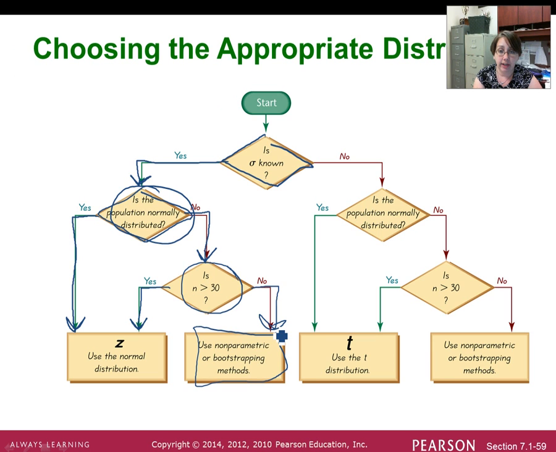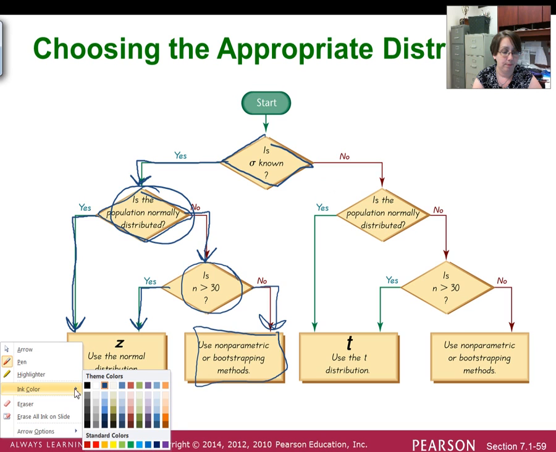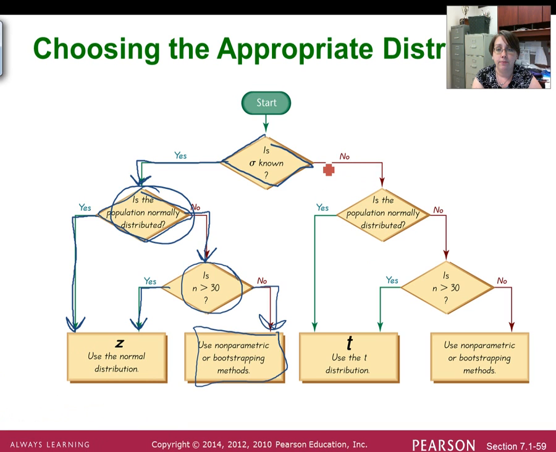Now, on the other hand, let's go the other route on this lovely table. If sigma is not known, meaning you're going to use S, then you have to ask, is it normal? If yes, then great, you can use T. If not, then you have to have n greater than 30. If n is greater than 30, you can use T. If not, well, you're back at that other case that you don't know how to do. You'd have to take another class in statistics.